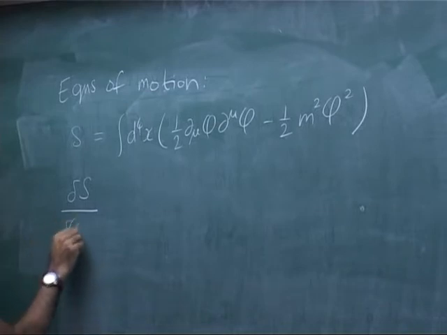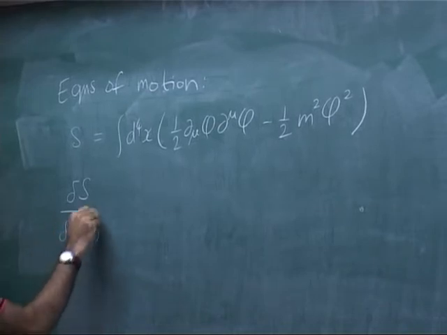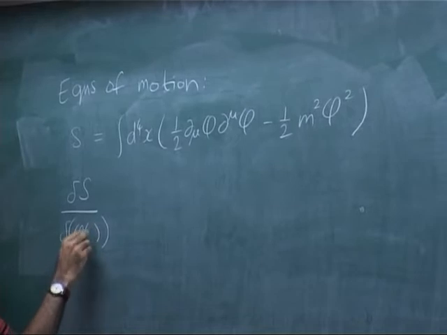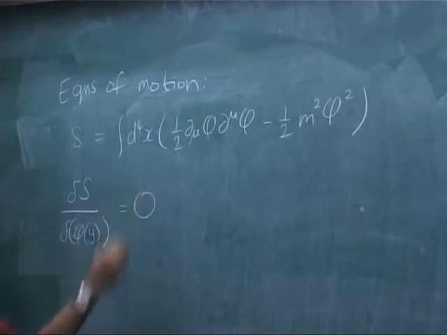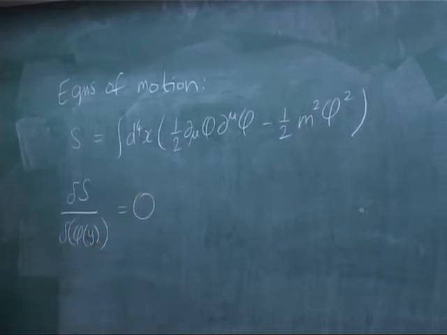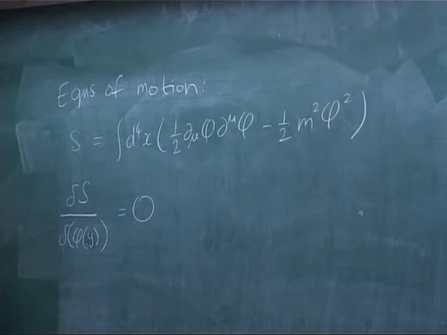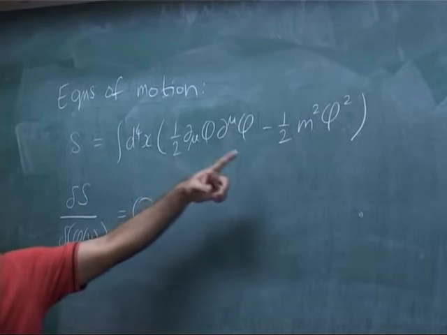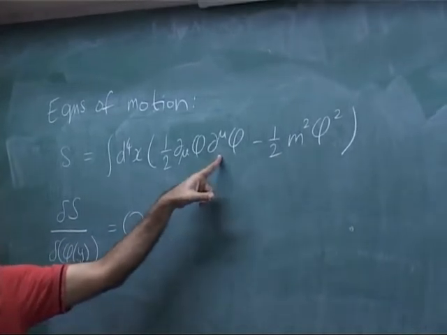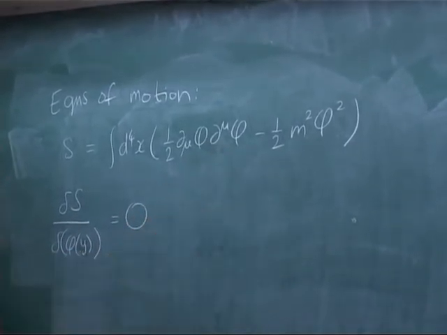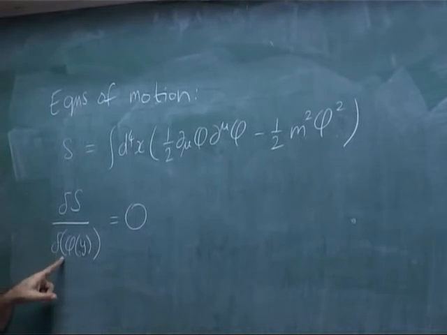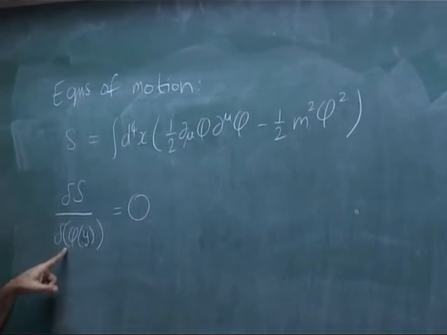So we have to say that with respect to phi of y, this is 0. So how do I perform that differentiation on this thing? This is a bit tricky. First of all, we notice that inside here there is not just phi but also derivatives of phi. So what is the rule that I am supposed to follow to differentiate things in phi at y?